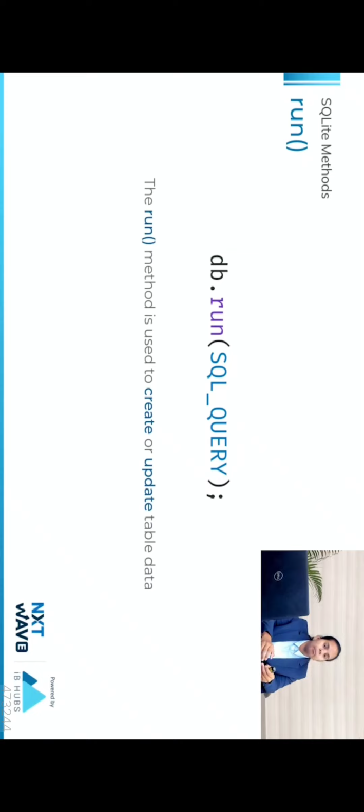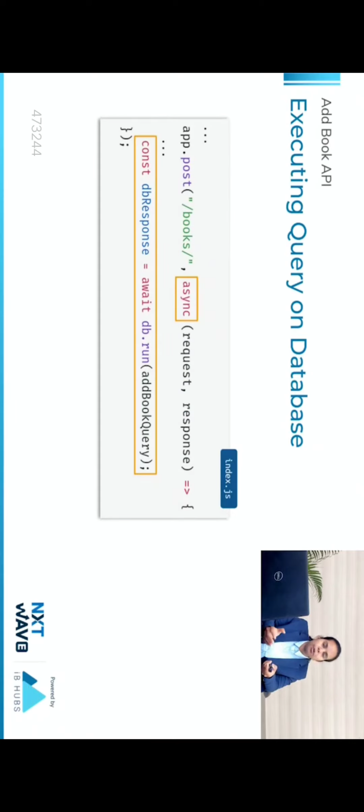When we want to fetch multiple rows, the method is all. When we want to fetch a single row, the method is get. When we want to create or update data, the method is run. Simple, right? Since we are creating the data, the method is run. So db.run of addBookQuery again gives us a promise object, so we have to await on that, and once the promise object is resolved, we will get the response from the db. Since we are using await, we have to add async.